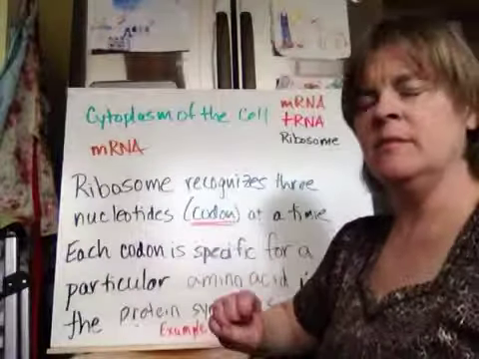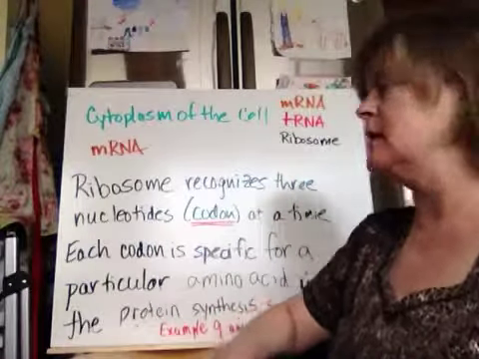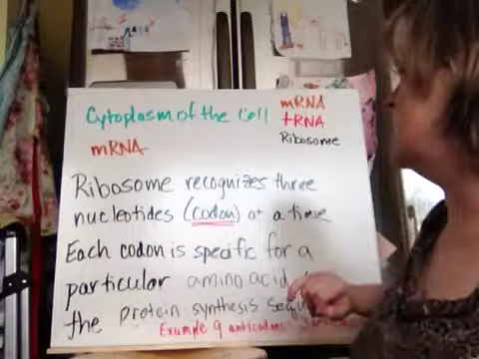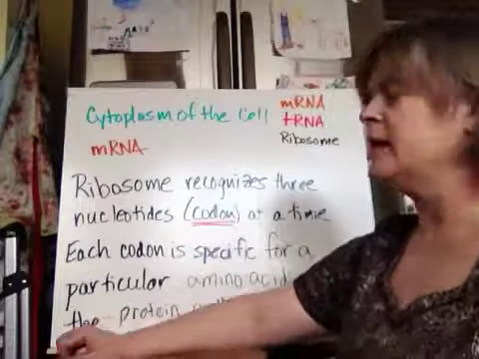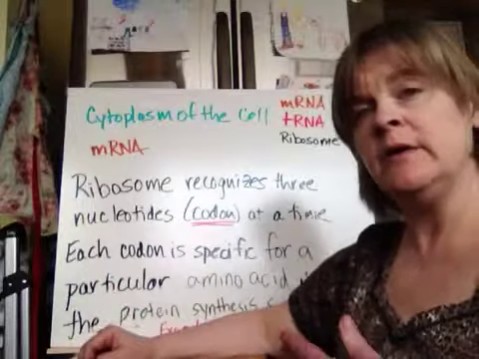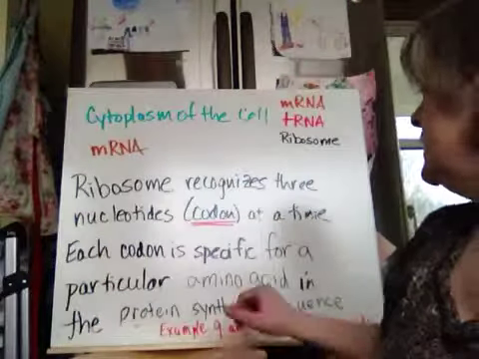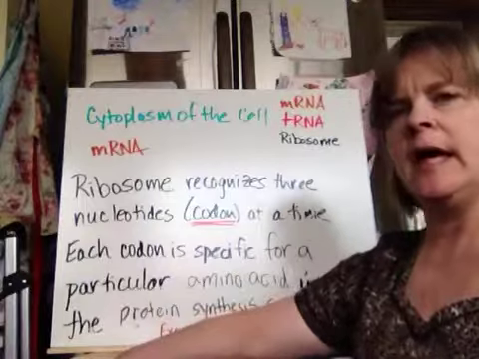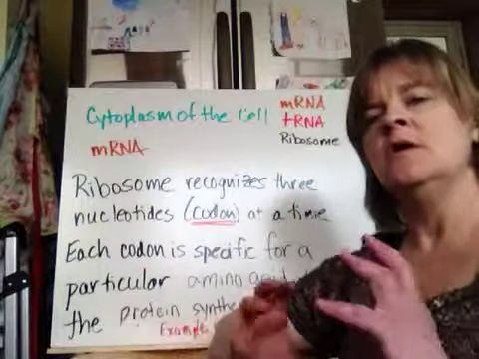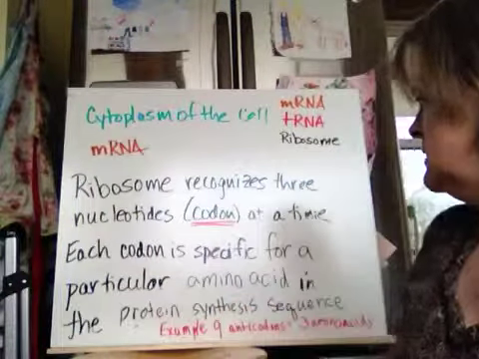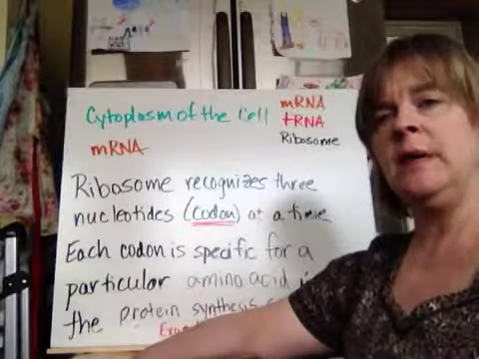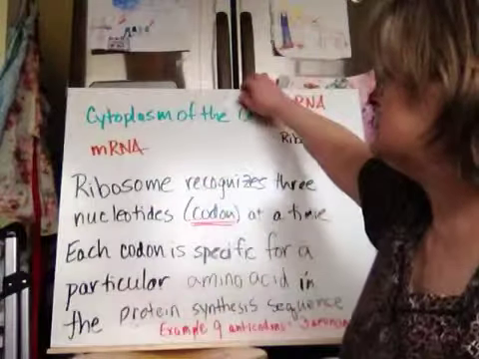In the cytoplasm, we have 3 components working together: the messenger RNA, the transfer RNA, and the ribosome. The ribosome recognizes 3 nucleotides, called a codon, at a time. Each codon is specific for a specific amino acid. Remember, amino acids join together to create the proteins. 9 anticodons then would be 3 amino acids.